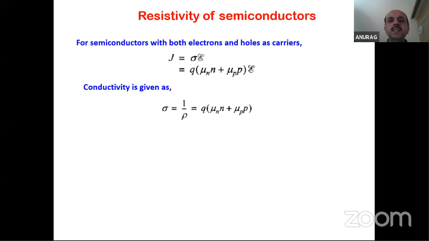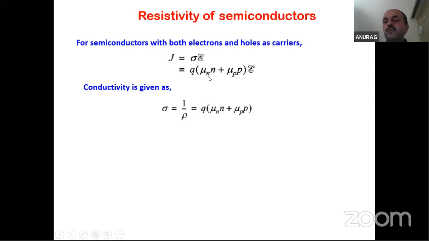If I assume that in a semiconductor, both electrons and holes, so free electrons in the conduction band and free holes in the valence band, are charge carriers, then the current density is given by the relation J = σE. This σ is the conductivity, which is given by q, the elementary electronic charge, multiplied by μn.